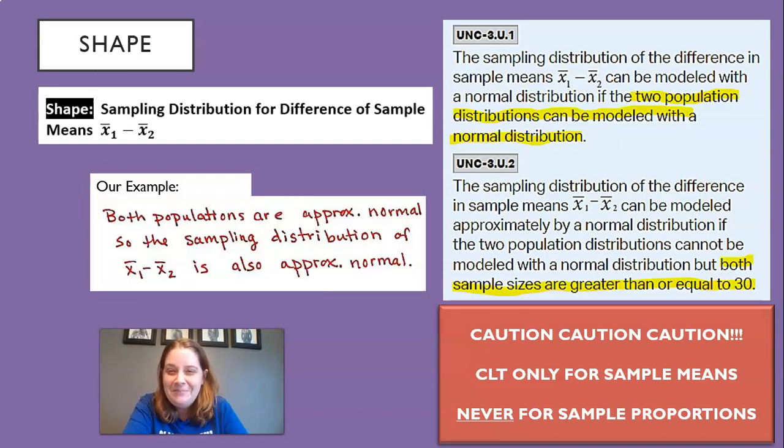So for our group, both of the populations were approximately normal, which means that our sampling distribution shape is also approximately normal. And just caution, caution, caution, oh my goodness, please. The central limit theorem, this greater than or equal to 30 thing, is only good for means. It is never good for proportions. So remember, if you're trying to confirm normality in a proportions problem, you have to check the n times p and the n times 1 minus p to see if they're greater than or equal to 10.